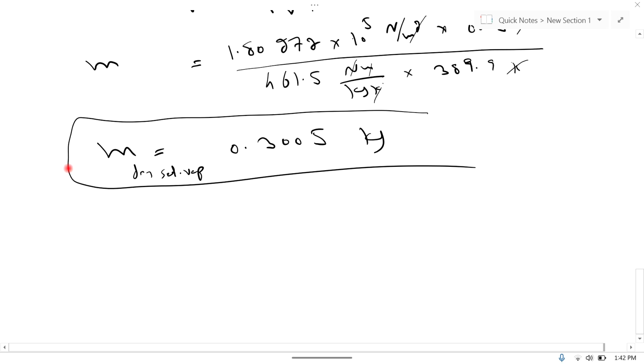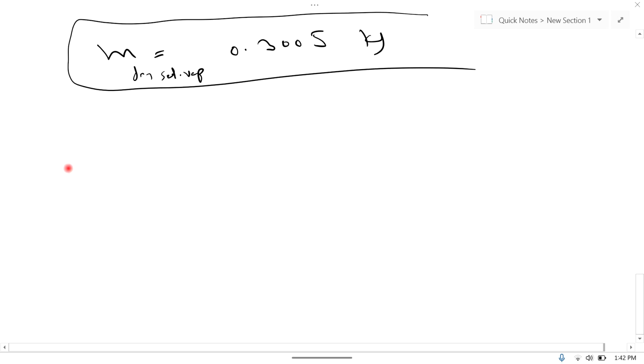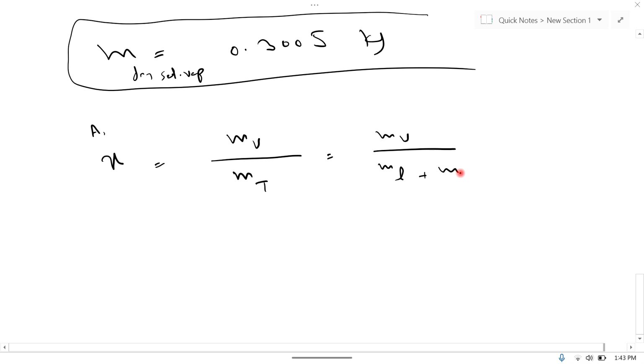Now we have to find the mass of water. For this we will use the formula. We know that X is the dryness fraction, equal to the mass of water vapor divided by the total mass. The total mass is equal to the mass of liquid plus the mass of water vapor. This is liquid, or water, and you can write this as water. So rearrange this equation: X into the mass of liquid water plus the mass of vapor is equal to mv.